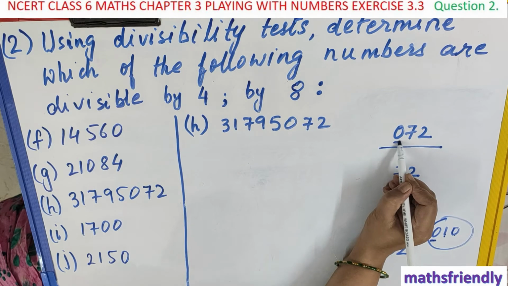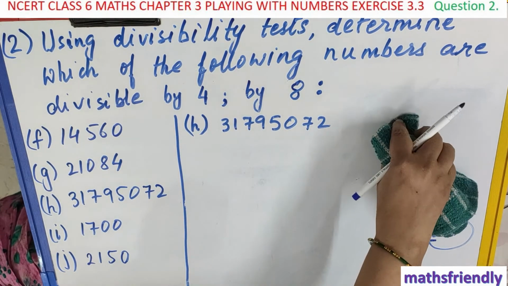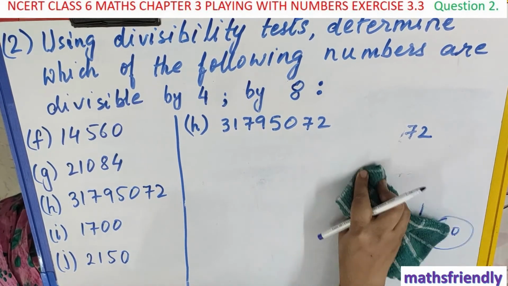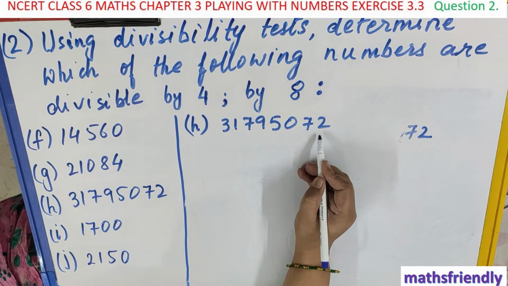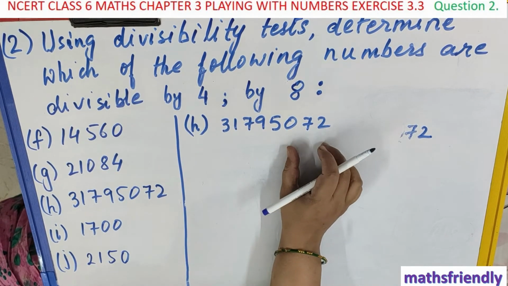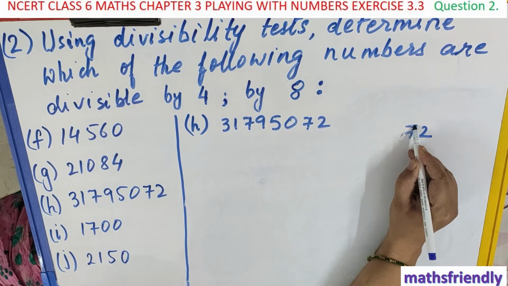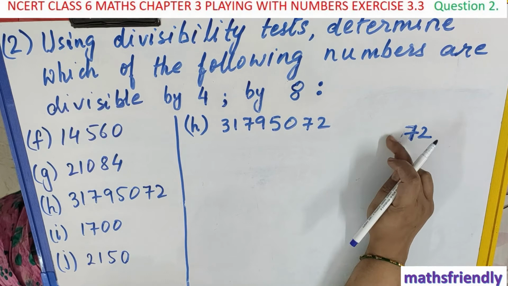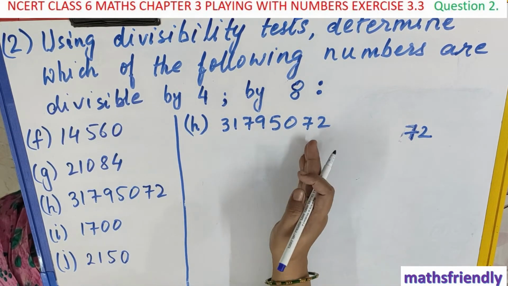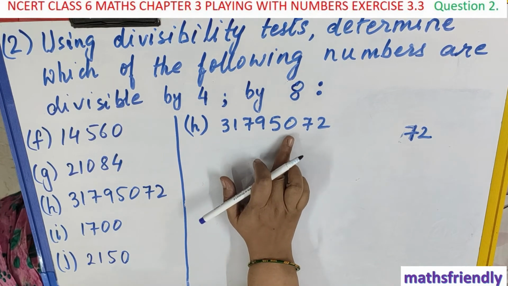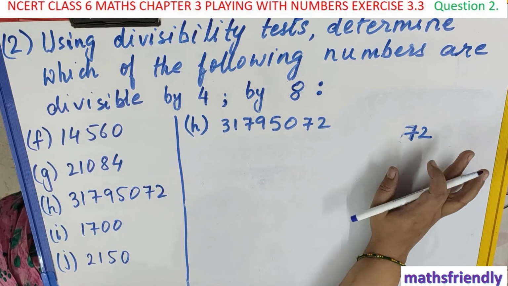So if you wish, you can include this 0, and normally we don't write it like this, we write only 72. So 072 are the digits, and the number formed with these three digits is 72, because including 0 on the left hand side will not change the value of the number. So we can skip this 0. 072 means 72 only. The number formed is 72.